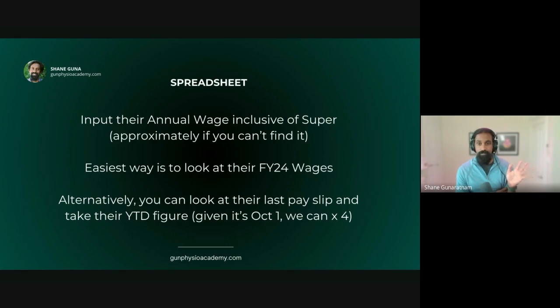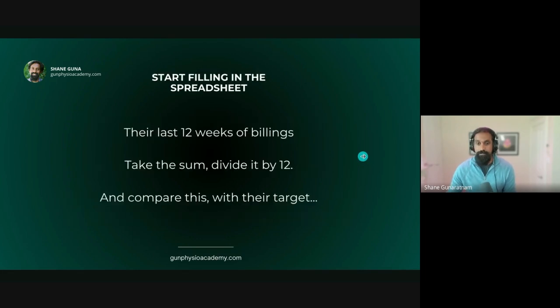But if you want to look at their FY24 wages, or pull up their last pay slip, which will have their year-to-date figure, you can then multiply by 4, and that'll give you, within a reasonable threshold, given it's October 1st today, what they're going to be paid over the course of 12 months. So that's a couple of different ways of figuring out that number. If you're just contracting people on salaries, that makes it a lot easier because you know what people's salary is. So that's the first bit.